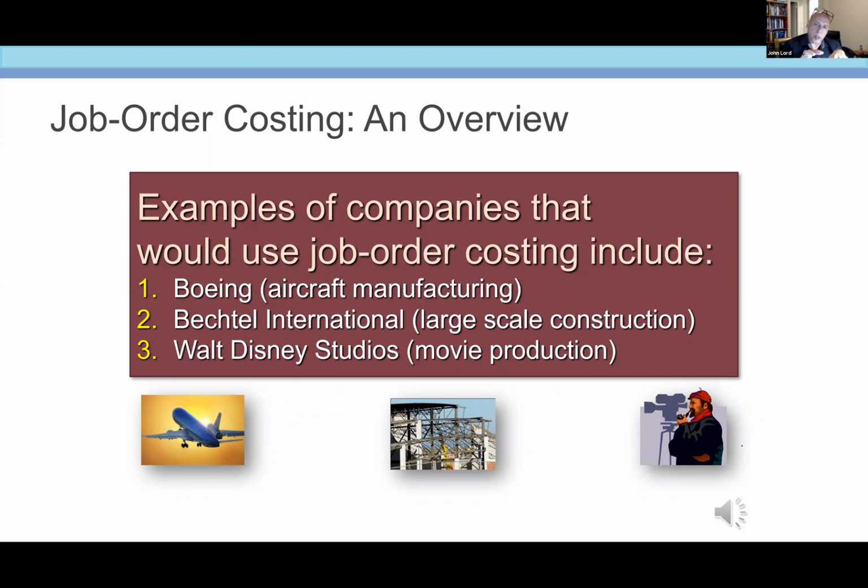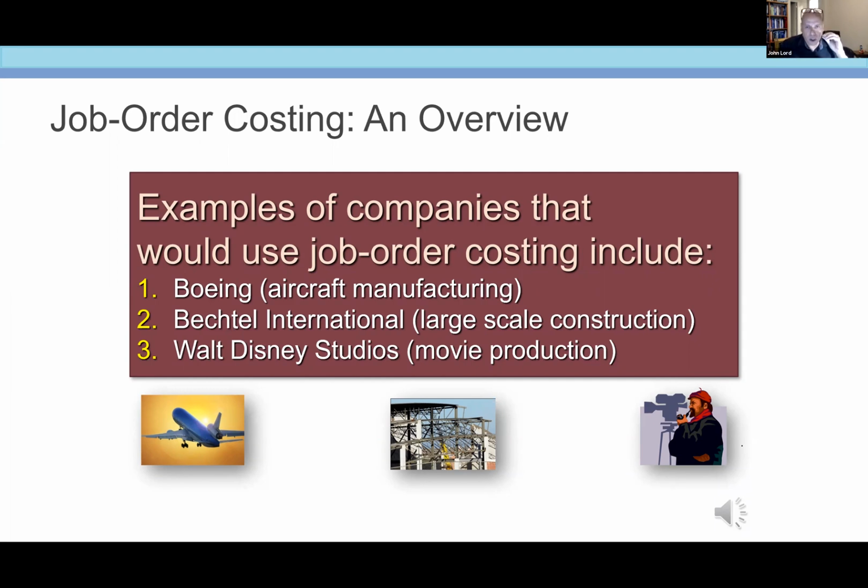We'll talk in chapter 4 about something called process costing. Process costing assumes that every single item we come up with is identical. So maybe if we're manufacturing soda, every can of soda is going to be the same. Now, sometimes people will say, well, wait a minute, what about diet versus non-diet? Well, that would be a batch, but within the batch, every single product is exactly the same. That's process costing.